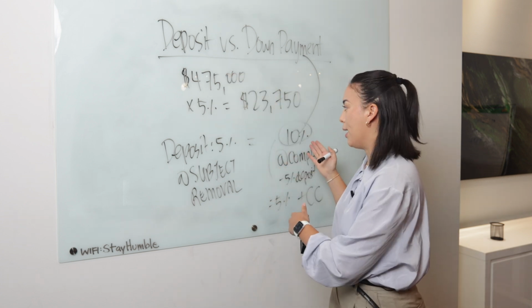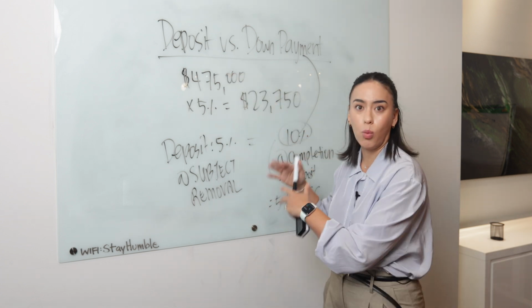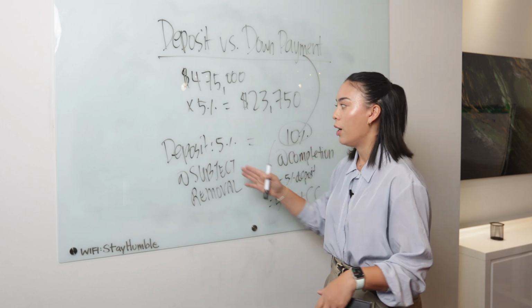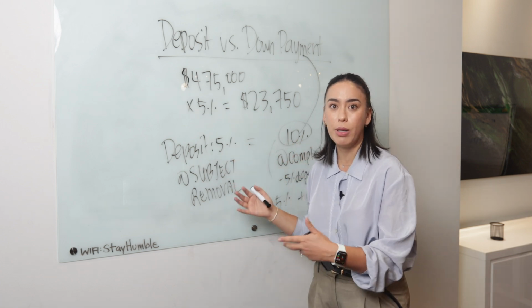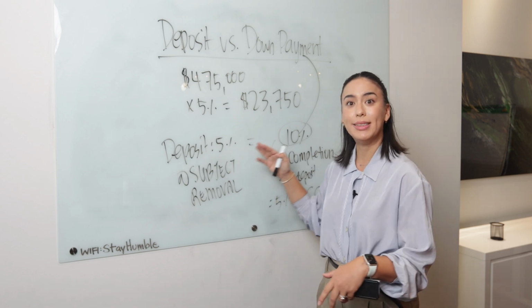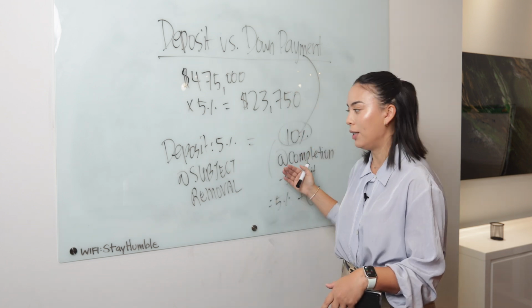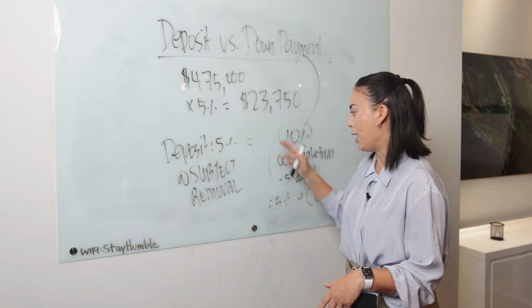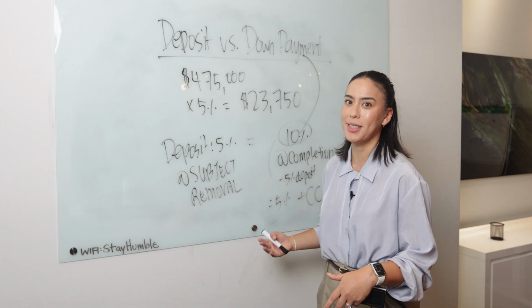Your down payment is the minimum amount or whatever amount you decide to put forward. Your deposit is typically going to be around 5%, and any excess amount that you want to put down happens at completion and is just going to be minus any deposit plus your closing costs.